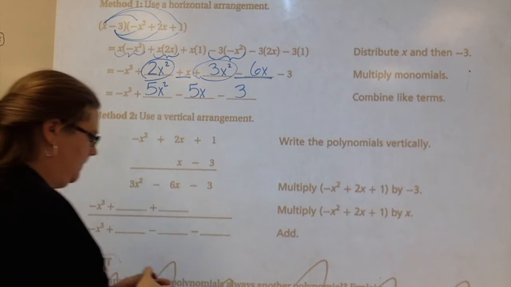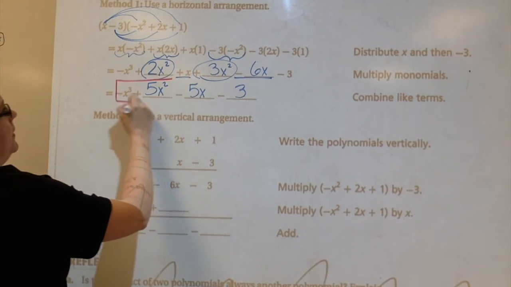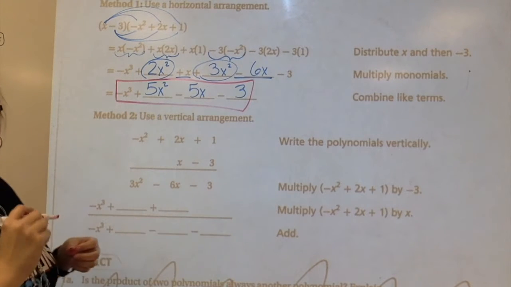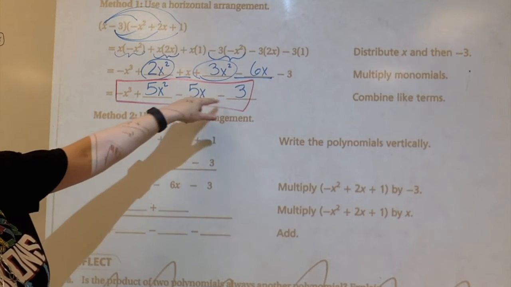Okay? So here's your final answer with the horizontal arrangement method. We have negative x cubed plus 5x squared minus 5x minus 3.